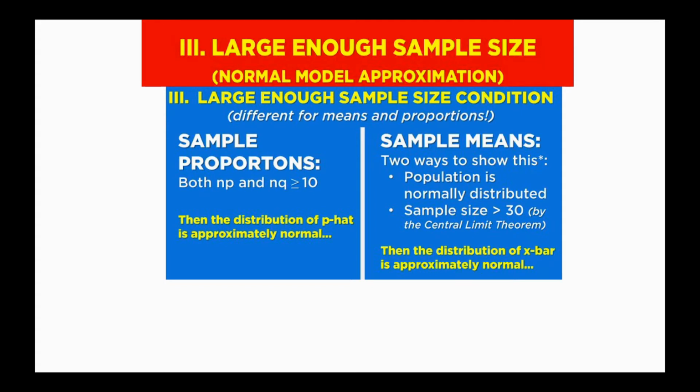It's kind of funny, because number 2 says the sample size has to be small, less than 10%. Number 3 says it has to be big enough. So it has to be in that sweet spot: big enough that we can assume normality, small enough that it passes the 10% condition. That's for the blue ones, that's for proportions.